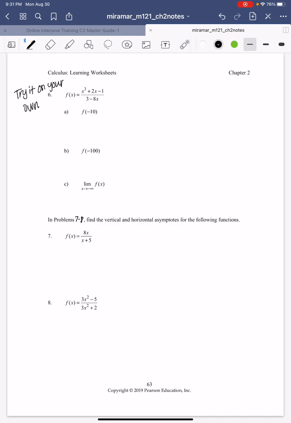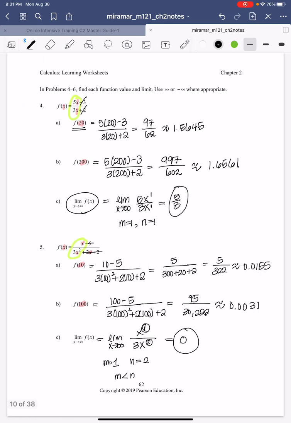I'll give you the answer. A, you should have negative 12.3012. B, you should have negative 1245.5803. And then C, you should have negative infinity. Okay, so please work on this by referencing back to 4 and 5.